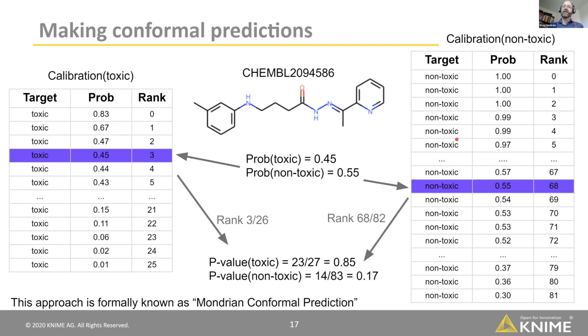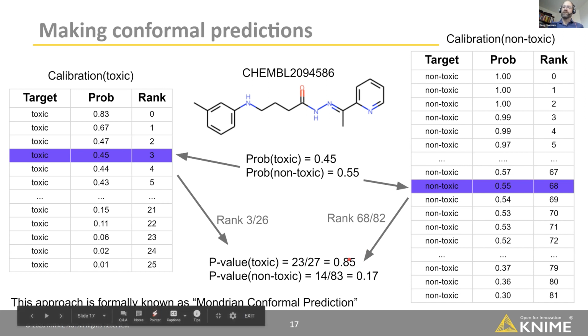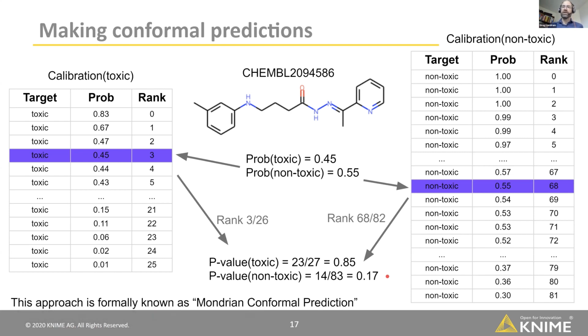Once I've done that, I can calculate p-values. I'm not going to get into the details of the p-values here, but if there are questions about it, I'd be happy to explain how this is done during the Q&A session. But the p-value for toxic is 0.85 and the p-value for non-toxic is 0.17. So now we have p-values. These are what we're going to use to actually make our prediction.